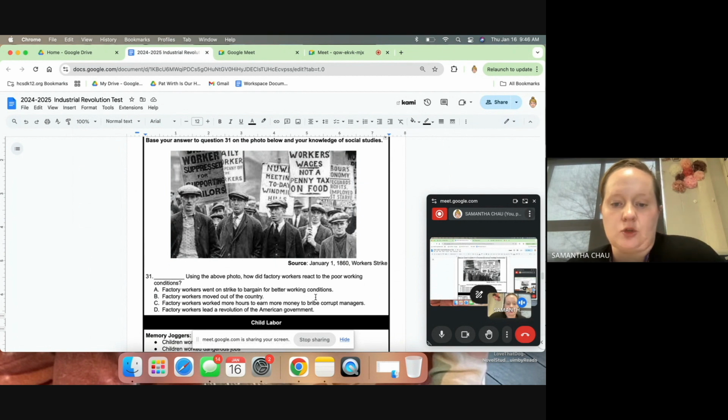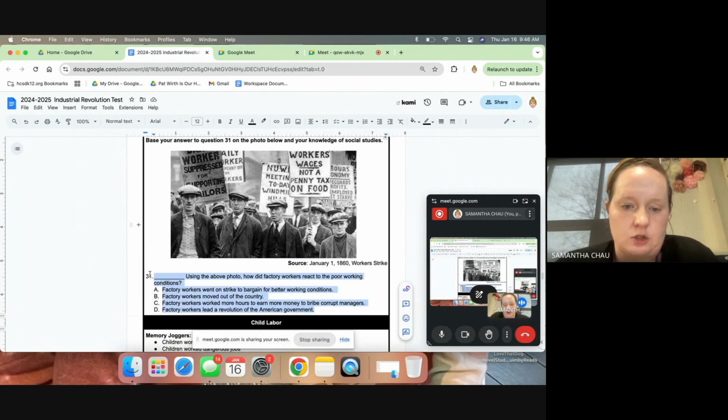Factory workers went on strike to bargain for better working conditions. Factory workers moved out of the country. Factory workers worked more hours to earn more money to bribe corrupt managers. Factory workers led a revolution of the American government.